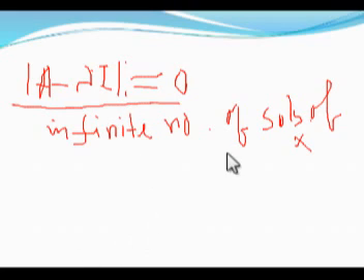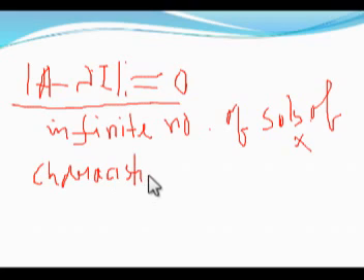So we will get also an infinite number of solutions, and if this happens, the determinant of this coefficient matrix is equal to 0, then it will be called the characteristic equation. If you solve this n homogeneous equation, then we will get the values of lambda as a variable.